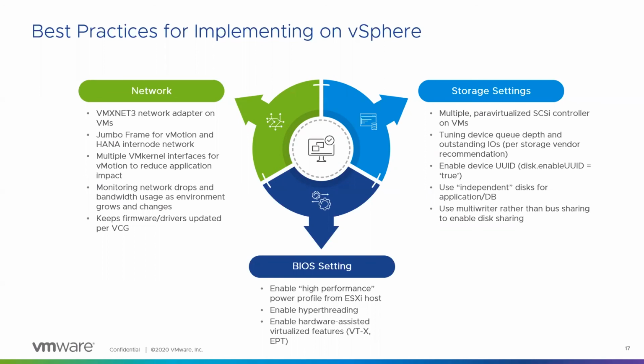Now we talk about vMotion. In our environment, we also use multiple VMkernel interfaces to do parallel vMotion streams, so that you have a much higher aggregate vMotion throughput from one host to another. That means faster vMotion and much less application impact.